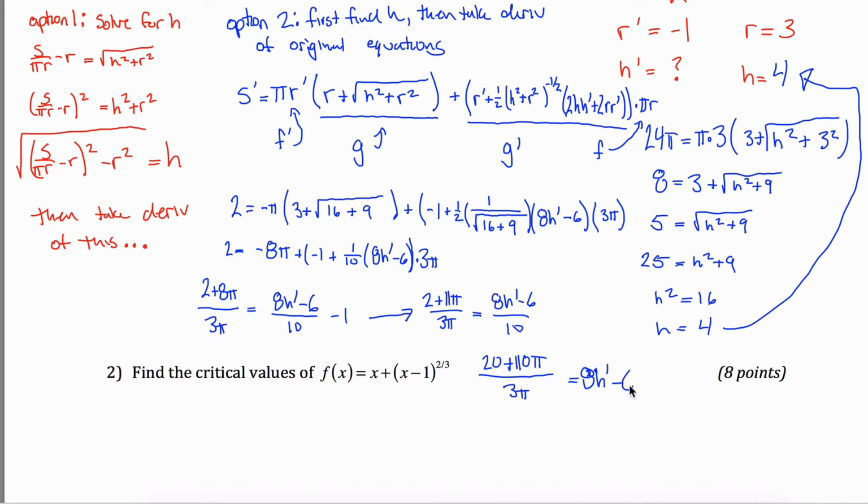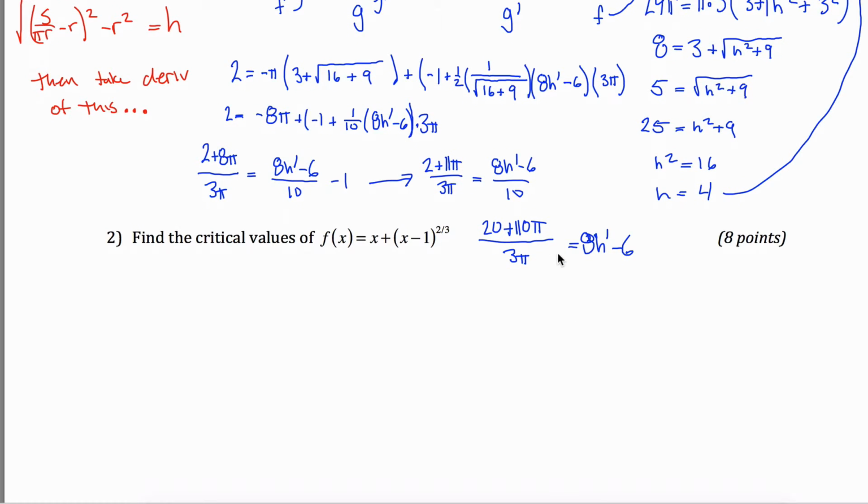h prime minus 6. So add 6 and divide by 8, and you would end up with, okay, let's add 6, which is really 18 pi over 3 pi. I'd get 38. No, I wouldn't. I'd get 20 plus, and then if I'm adding 18 pi over 3 pi, I get 128 pi over 3 pi, is equal to 8h prime.